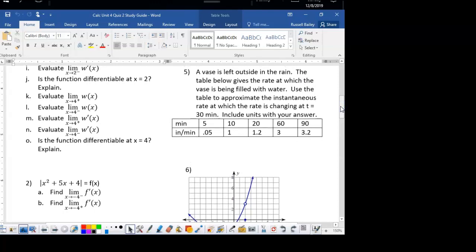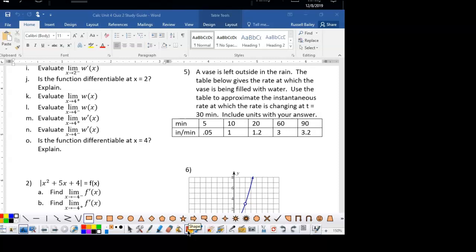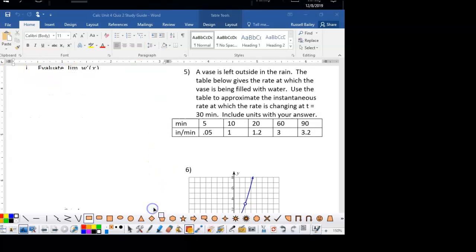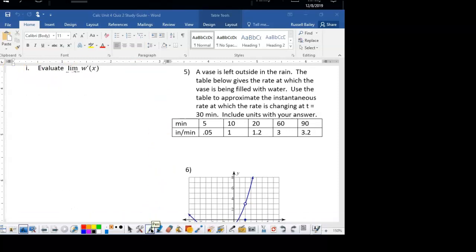All right. A vase is left outside in the rain. Poor vase. The table below gives the rate at which the vase is being filled with water. So this is a rate. You've got to pay attention to that. It's the velocity they're giving. Use the table to approximate the instantaneous rate at which the rate is changing. In other words, they want us to find the rate of change of the rate. And they want us to find that at 30.